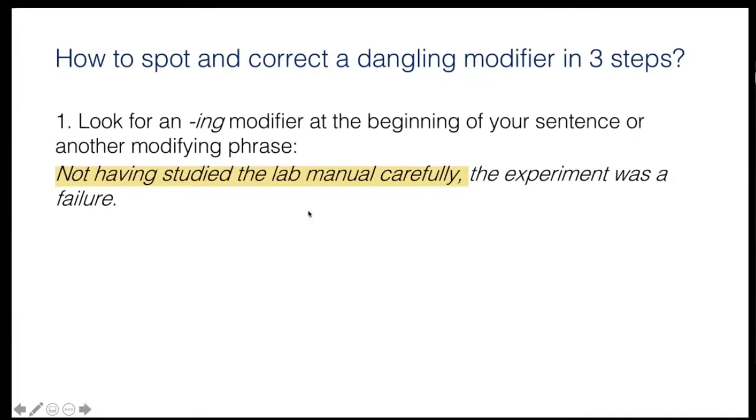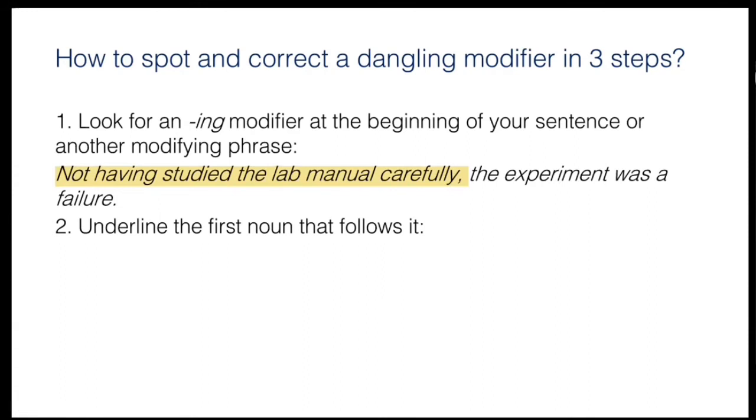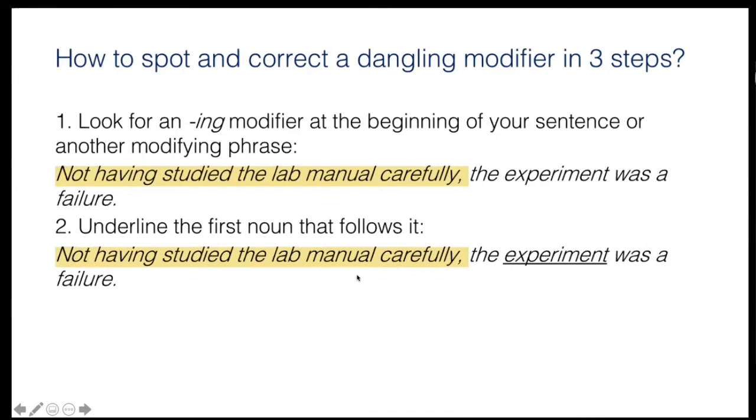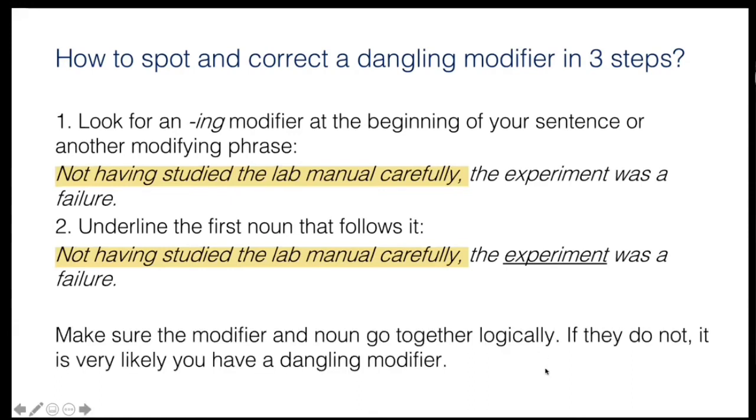Here: not having studied the lab manual carefully, the experiment was a failure. So what do we see? We see that not having studied the lab manual carefully, someone studied, but we don't know who, right? So it's dangling. Then we ask ourselves, which noun follows this modifier? What does it modify? It should be the nearest noun. It's the word experiment. Then we ask ourselves, do they actually match? Can we use this modifier for this noun? Well, obviously not, right?